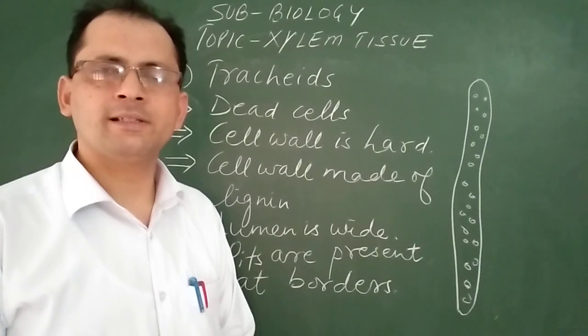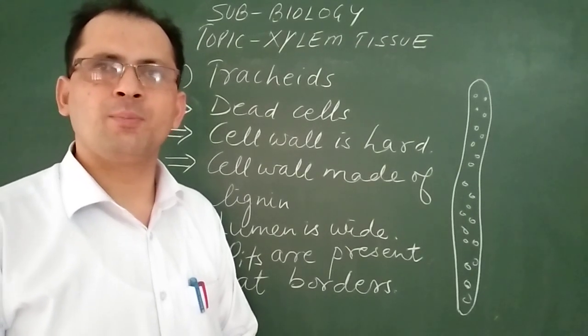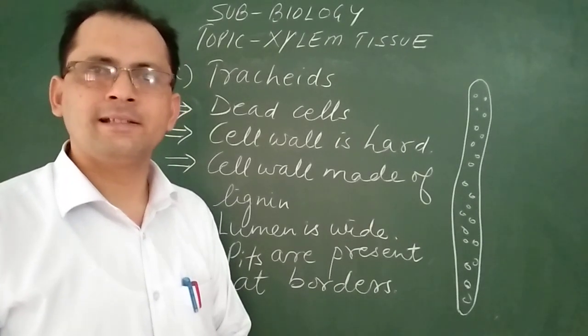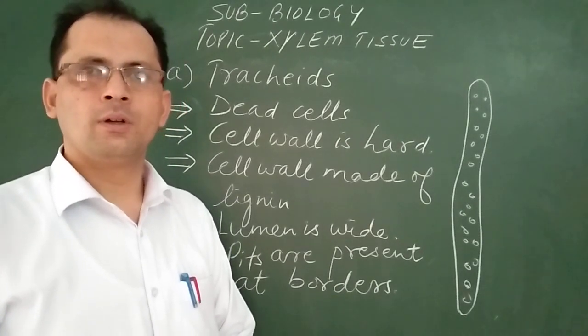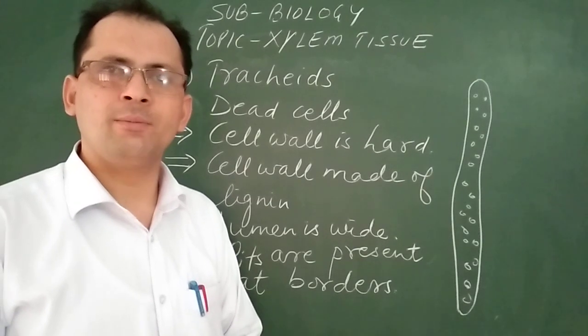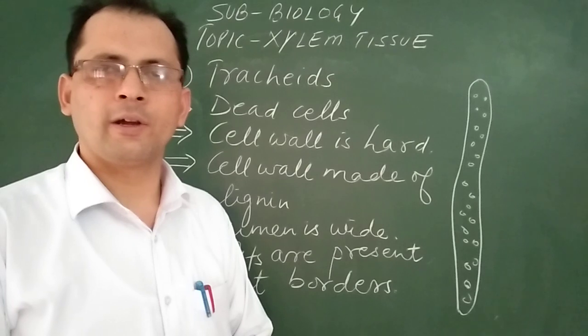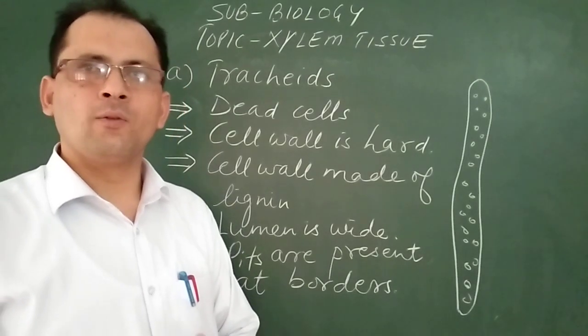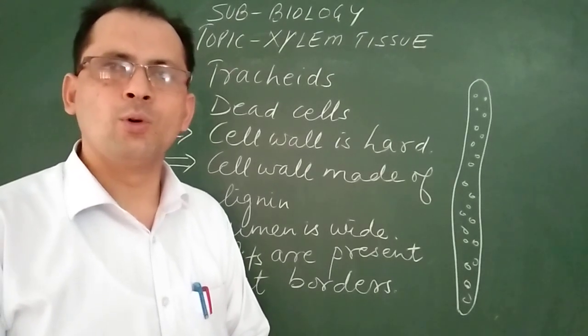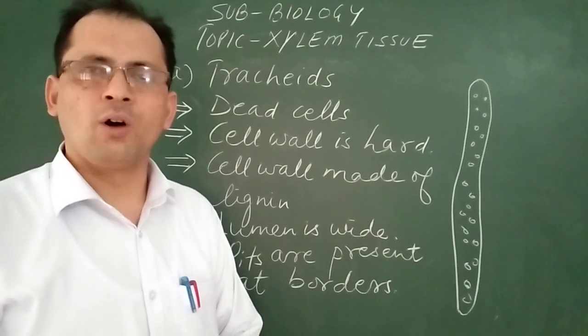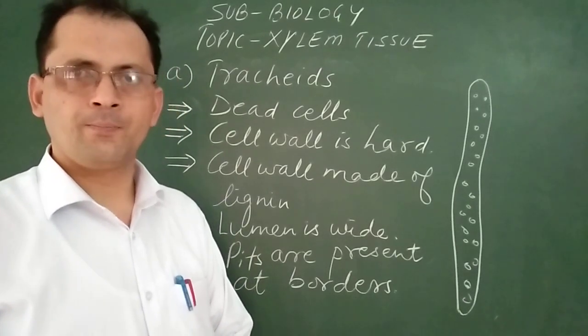Today we are going to discuss the first type of vascular tissue, that is xylem tissue. Now basically what is xylem tissue? The word xylem means wood. So the woody part of the plant is mostly comprised of xylem tissue.